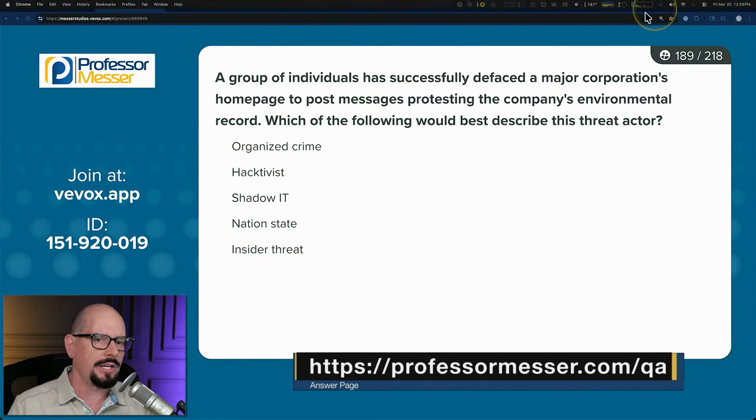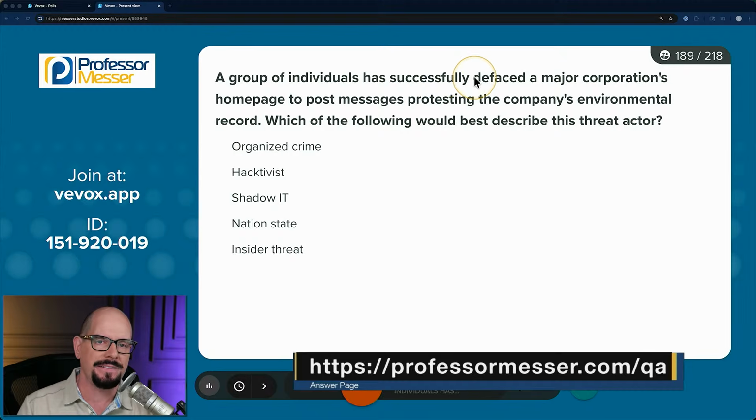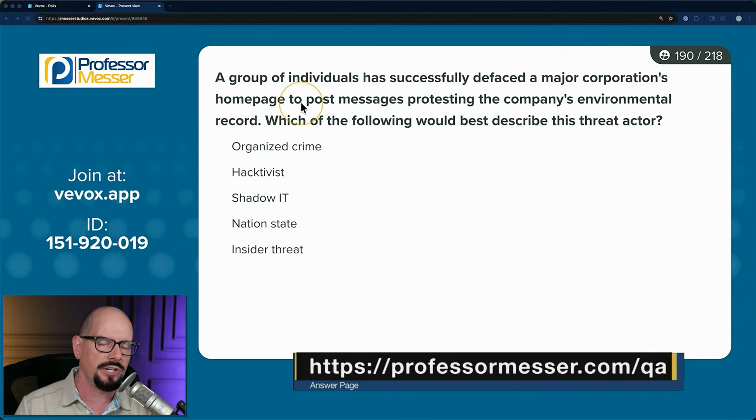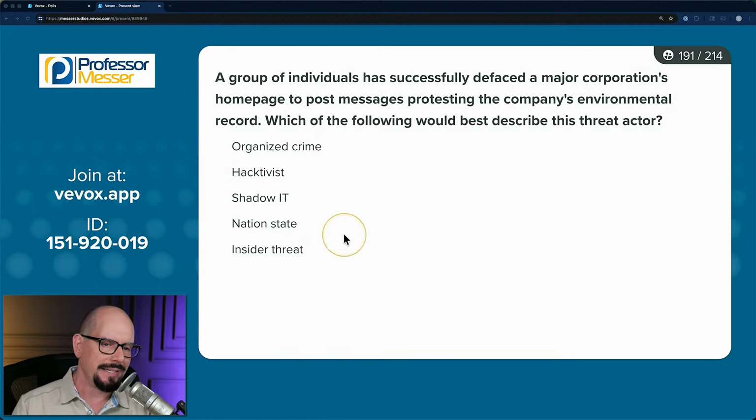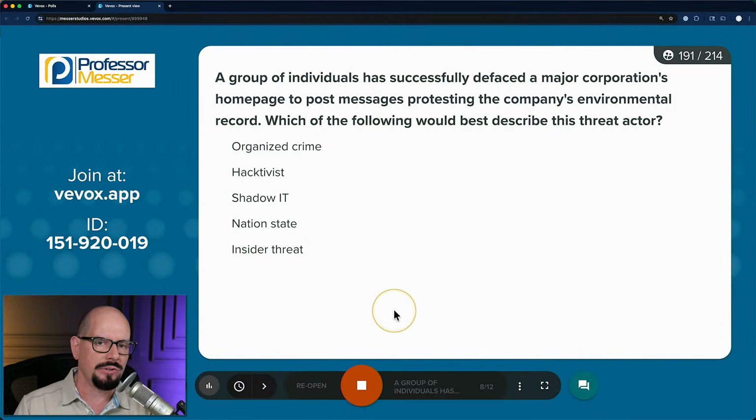The question asks, a group of individuals has successfully defaced a major corporation's homepage to post messages protesting the company's environmental record. Which of the following would best describe this threat actor? Would it be organized crime, hacktivist, shadow IT, nation state, or insider threat.